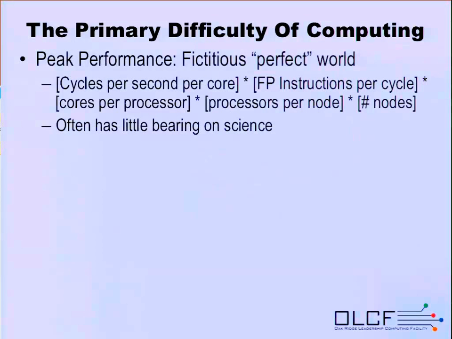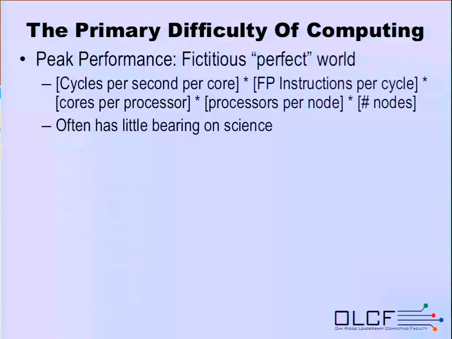And so the primary difficulty of computing, before we get there, I want to talk about what peak performance means, or rather what it does not mean. This is a fictitious perfect world number where if data were to magically teleport into your registers, this is the kind of performance you would get. So you have the cycles per second of your core, your hertz, multiplied by how many floating point instructions per cycle. You could throw hyperthreading in here, where they share the same instruction scheduler. You have the number of cores per processor, the number of processors per node, and the number of nodes. So it's very straightforward. This is how much churning you can do if the data was just magically to appear.